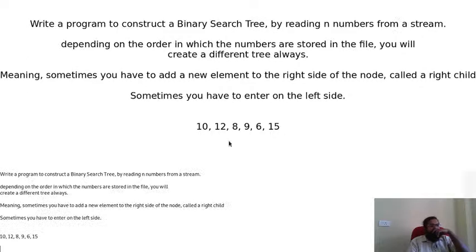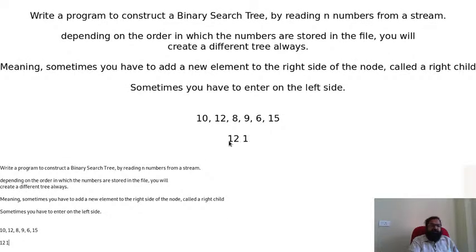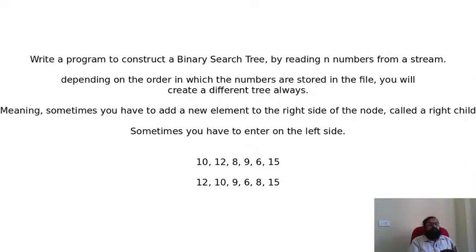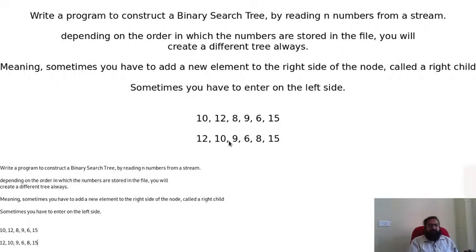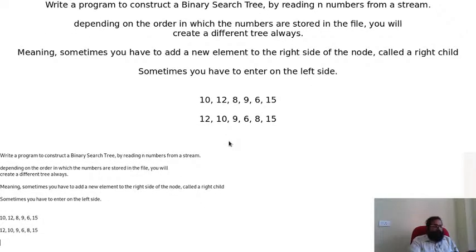So this ordering of the numbers, and if I give 10, and this ordering of the numbers, would give you two different binary search trees. These would give you two different binary search trees. I am saying BST, binary search tree.